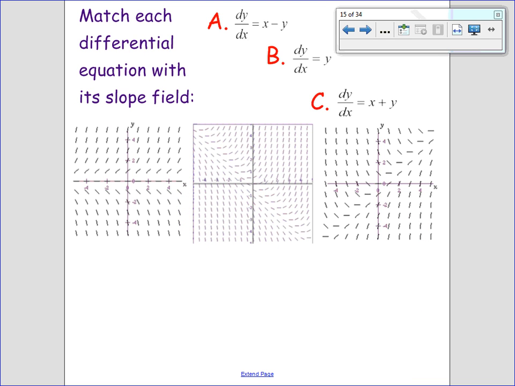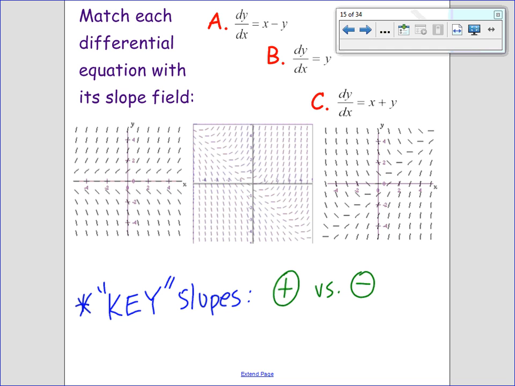So just so that we have this in our notes, I want to go ahead and consider key slopes. So our key slopes to consider to make the matching process more efficient. We want to consider for what values of x and y are my slopes positive versus negative or 0 or undefined. That is vertical tangents.